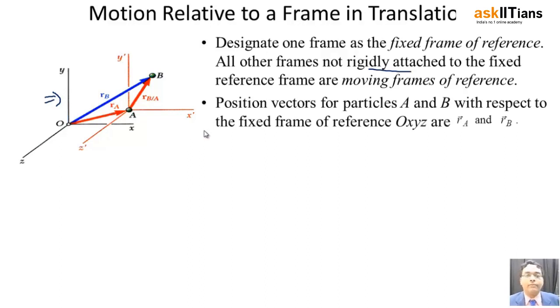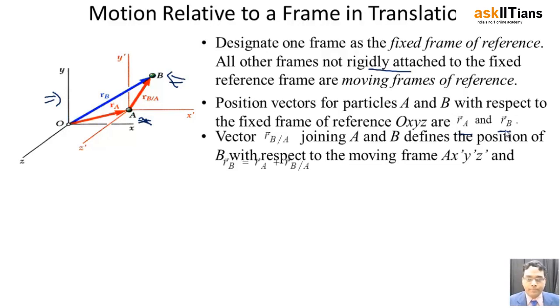So in this case, if I try to say that the position vectors for the particles A and B, here this is the particle A that we have, and this is the particle B that we have. The position vectors for particles A and B with respect to the fixed frame are, let's say, RA and RB respectively. So the vector RBA is nothing but the relative position of the two.